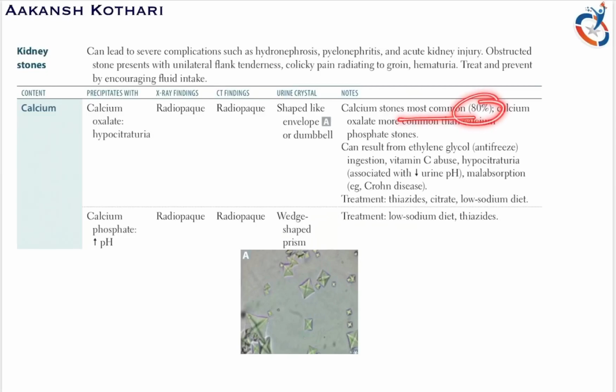That is, 80% of the stones are usually calcium stones, and calcium oxalate stones are more common than calcium phosphate stones. The calcium phosphate stones have a wedge shape or prism shape.